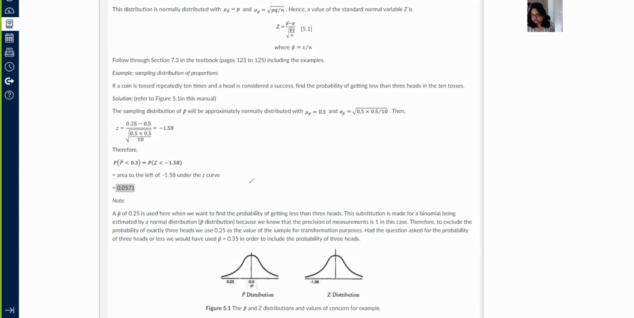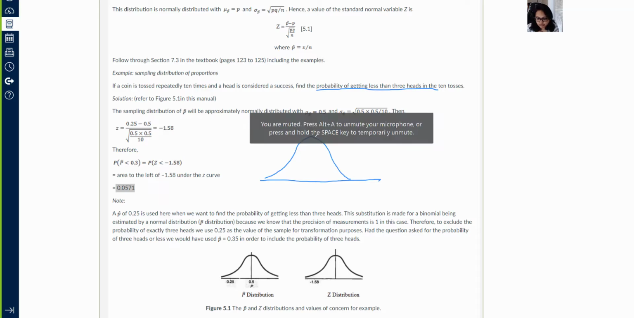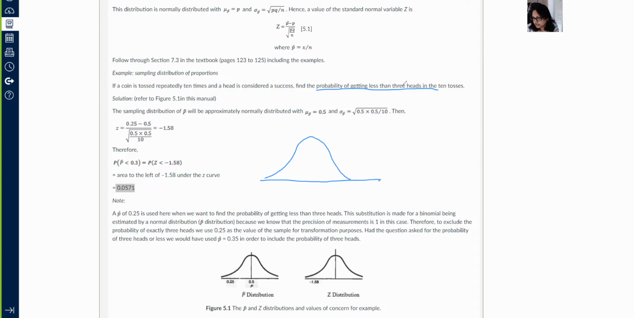So that means the proportion we got is that, and you will see we ask you this question. Let me show you. If I have the distribution, what we are looking at is the probability of getting less than 3 heads. That means we are trying to find the probability if it is less than 3 heads. So that's our interest, and since it says less than, we find the area under the curve to the left.